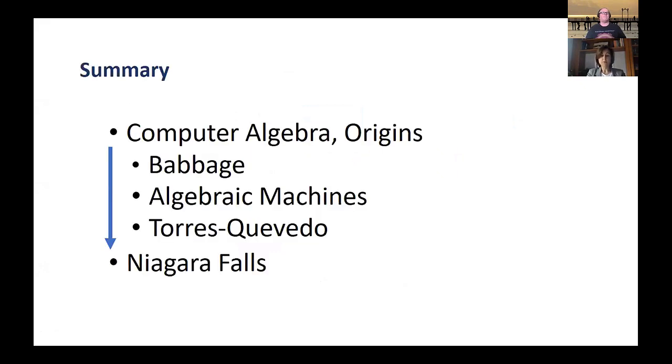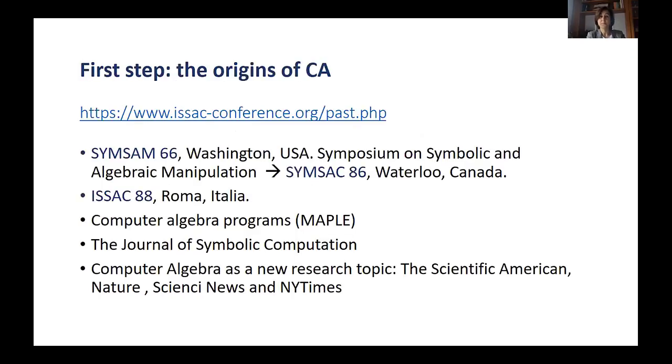Okay, we propose a travel in 5 stations from the origins of computer algebra to Niagara Falls through some intermediate stations concerning them. The first station, the origins of computer algebra, is in the decade of the 80s. It is reasonable to focus these origins in this decade to fix the concept of computer algebra.